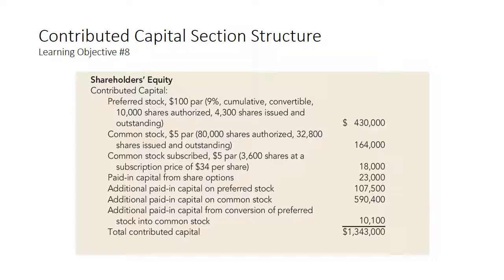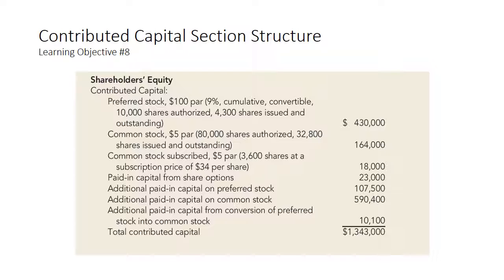This is the whole enchilada, all the different items that could appear in our contributed capital. And this is a great example for you to use when you're working on homework and such. So we have here preferred stock, usually listed first at its par value. We list any characteristics it has: its dividend, whether it's cumulative, whether it's convertible. We list how many shares are authorized, issued, and outstanding. Same with common stock, and we put the balance of the account, par value, number authorized, number issued, and number outstanding.